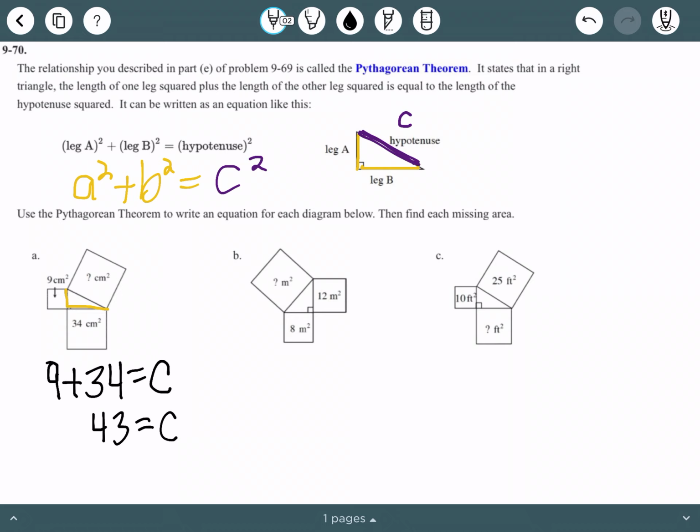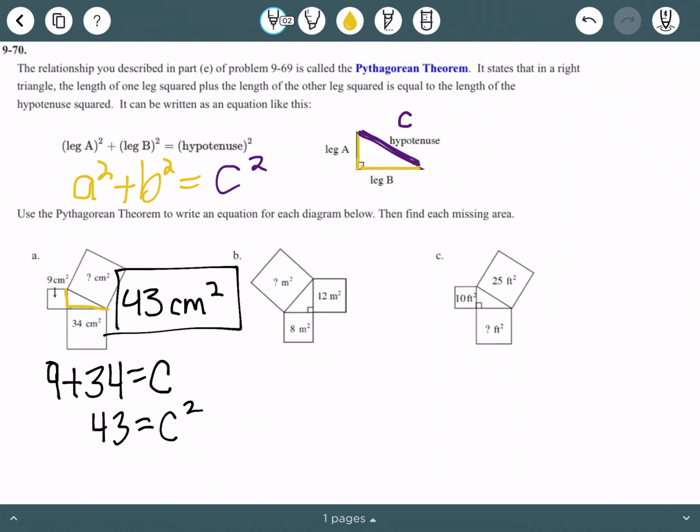So 43 is equal to C squared. So another way of putting this in terms of context of the problem, since we're finding each missing area, is saying 43 centimeters squared. So you do want to make sure you have those labels. Centimeters squared is very important, especially considering we are talking about area.